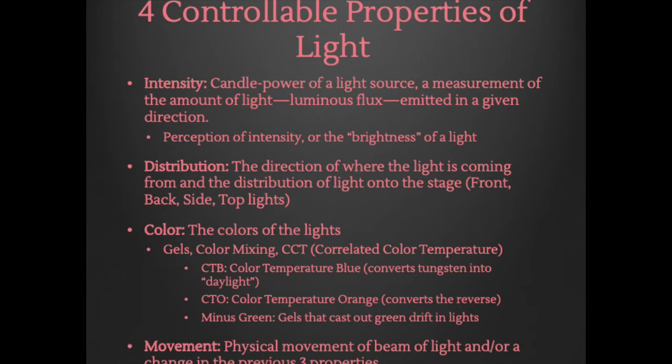4 controllable properties of light. Intensity. Candle power of a light source. A measurement of the amount of light, luminous flux emitted in a given direction. Perception of intensity or the brightness of a light.